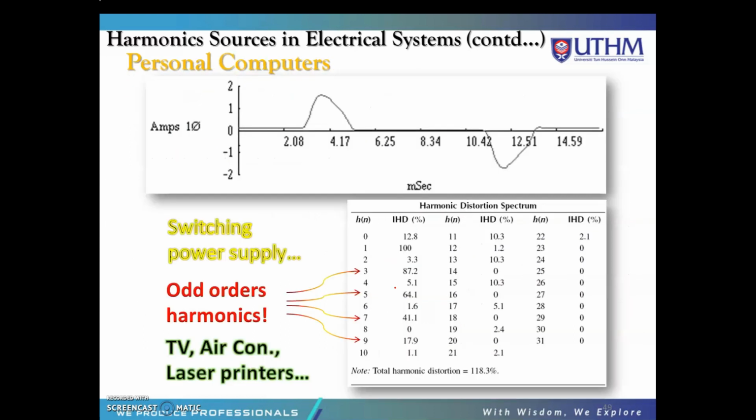Okay, this is for personal computers. Other sources, for example, the TV, aircon, and laser printers, are all equipment that function as sources of harmonics in the electrical system. So you can see the harmonic distortion spectrum and also the waveform.